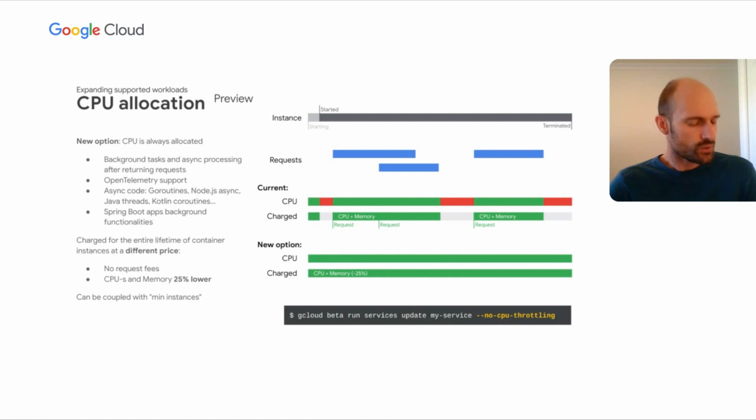So this new option to always have CPU allocated allows you to run background tasks or async processing after you have returned requests. It makes Cloud Run more compatible with monitoring agents like OpenTelemetry. Many programming languages do things asynchronously, like goroutines or async or threads or coroutines. These are now more compatible with Cloud Run. And lastly, you can deploy Spring Boot apps that are expecting to do background things.